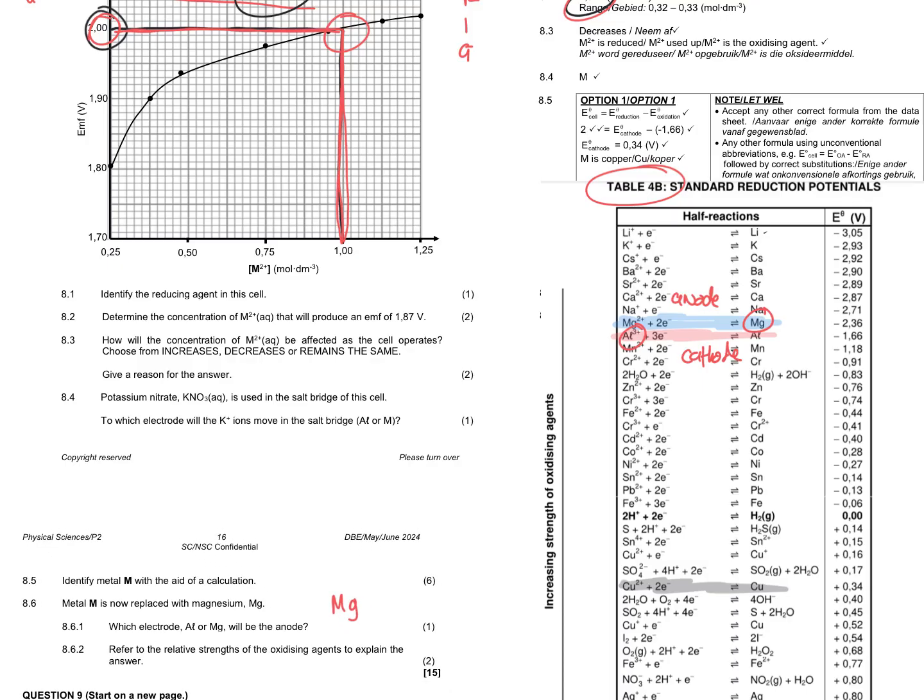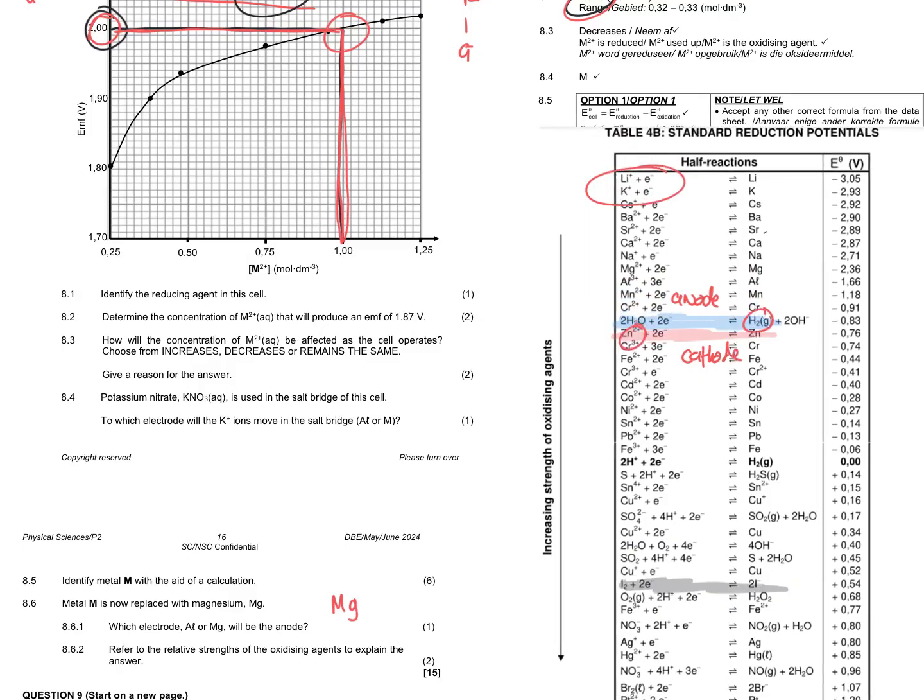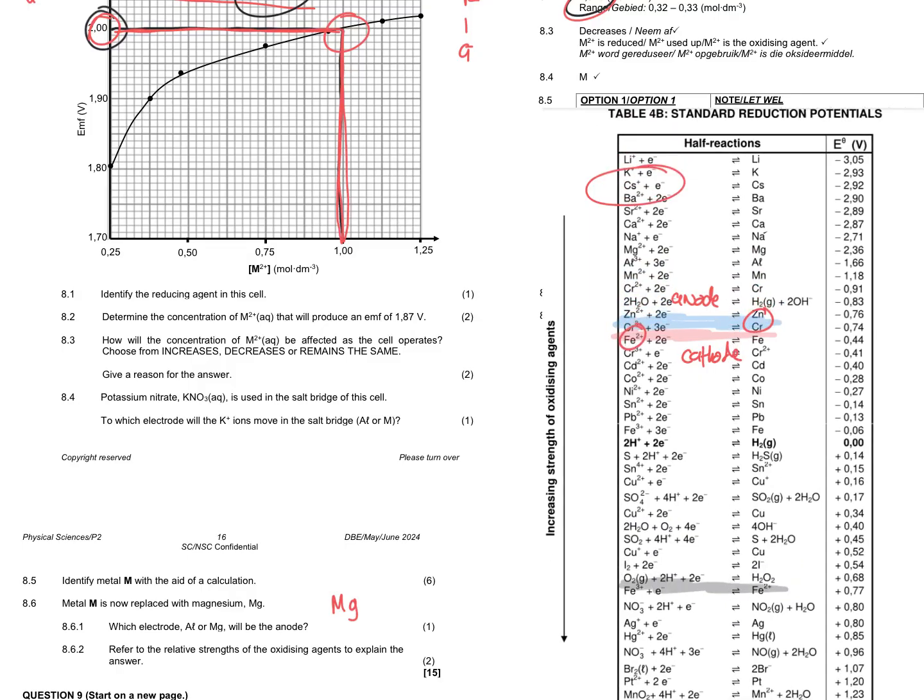So if we can look on this table quickly, which I probably can't do without everything shifting around. I'm just going to shift this up quickly. So I can move these up as well. So the aluminium and the magnesium, and then I can put my copper back. And the question is asking about magnesium or aluminium being the anode, and they are asking you to refer to relative strengths of oxidizing agents. So the one at the bottom is stronger than the one at the top.